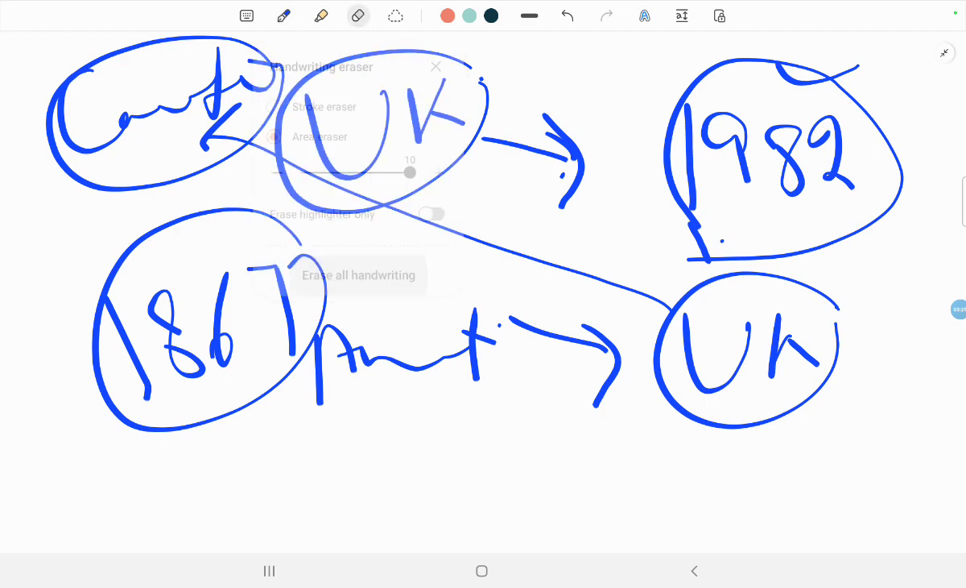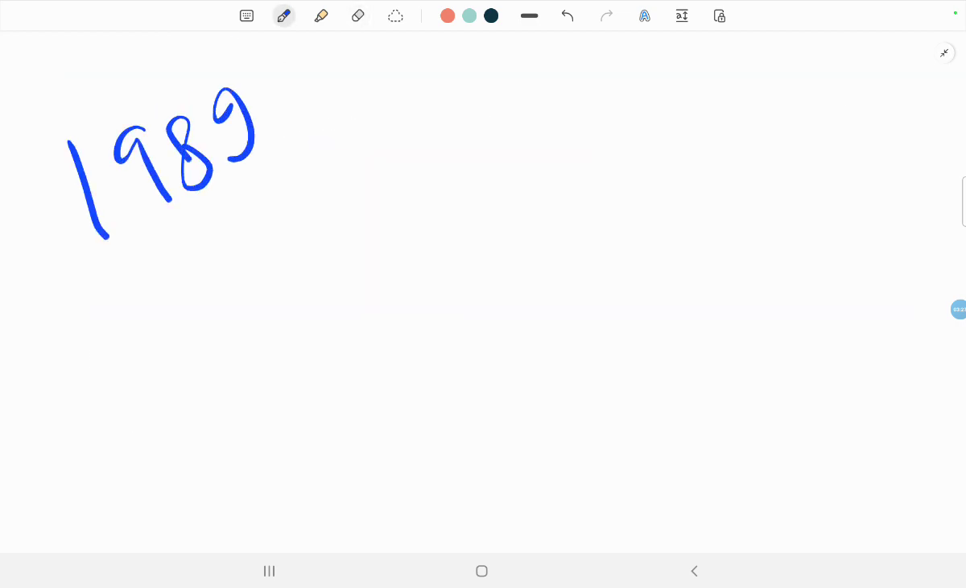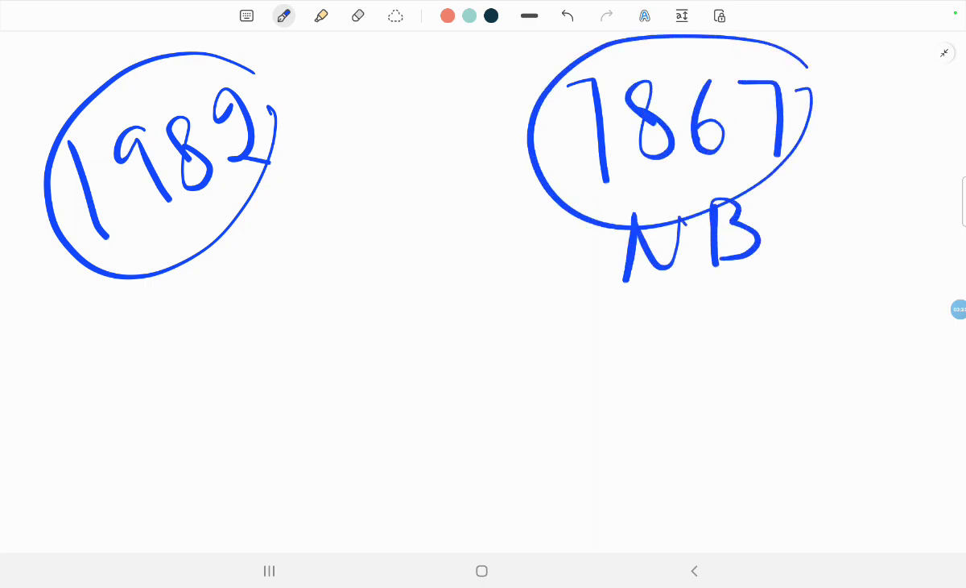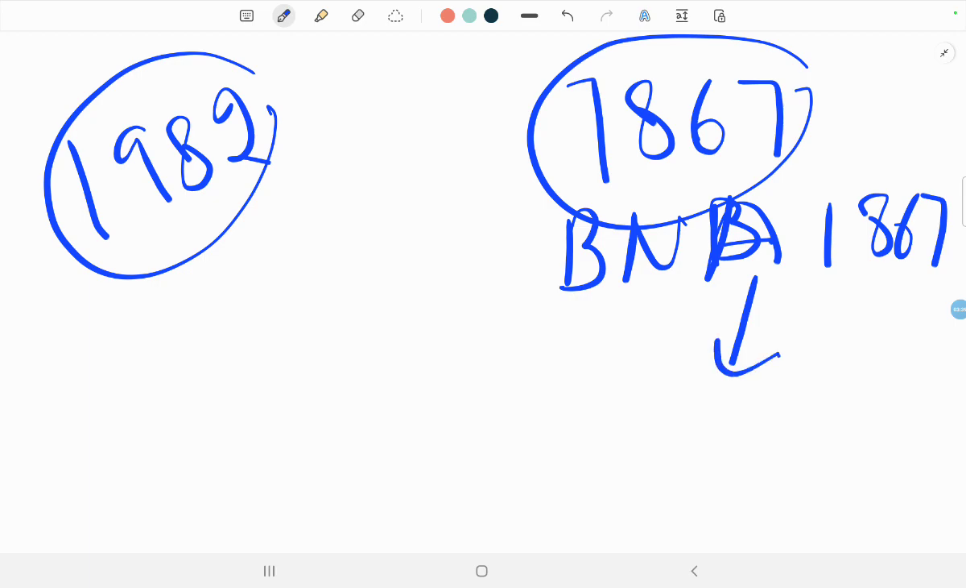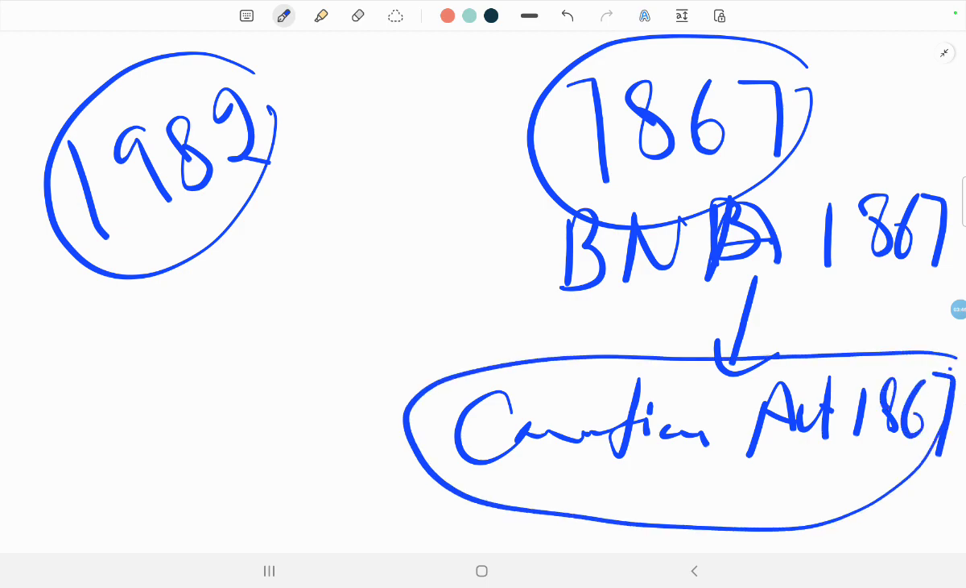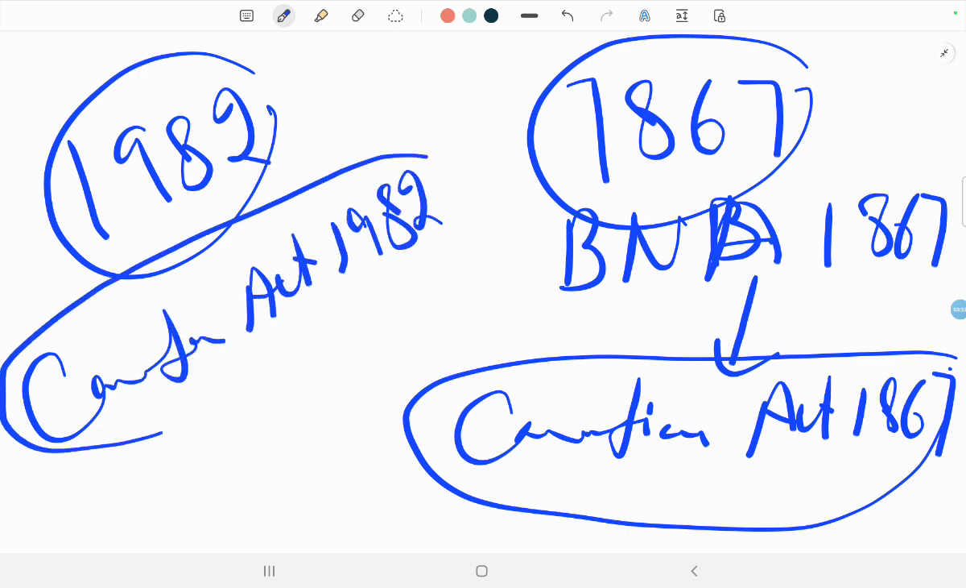So in 1982, what happened? The British North America Act 1867 changed into the Constitution Act 1867. Only the name was changed. And the Canada Act 1982 was made. It was made for a certain purpose.